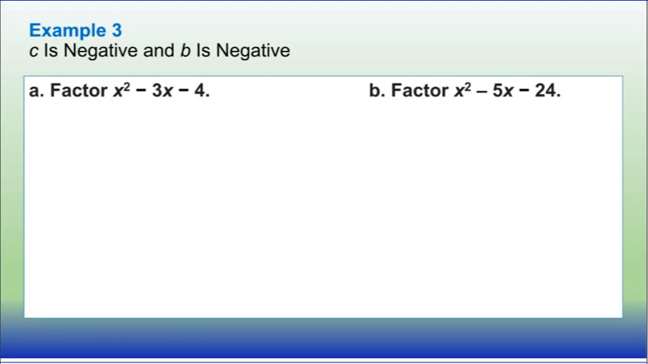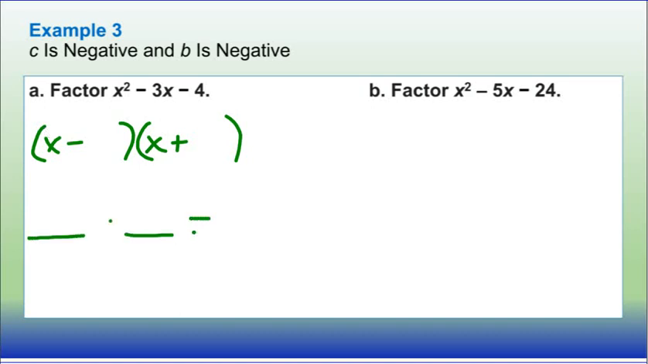Example 3, c is negative and b is negative. So I draw my binomials, x and x. Since c is negative, I need to have one negative and one positive. It doesn't matter where you put the negative and where you put the positive. What do I multiply to get negative 4? But if I add them together, it gives me a negative 3.